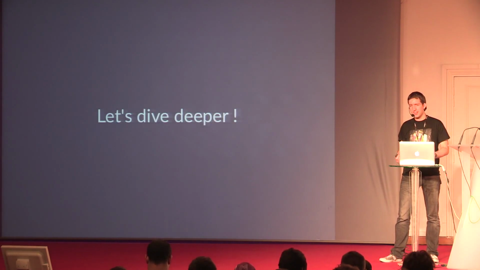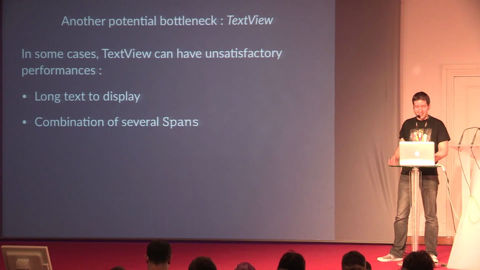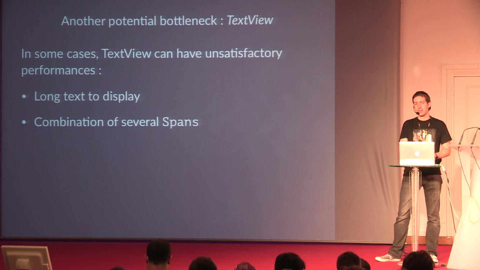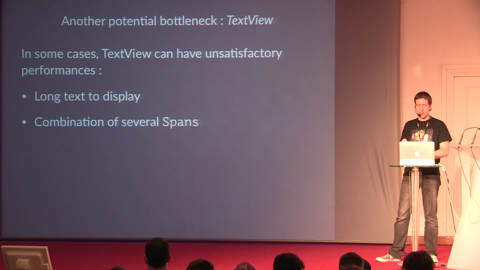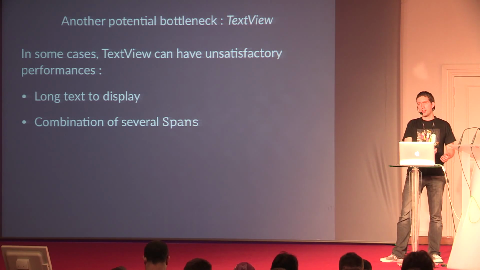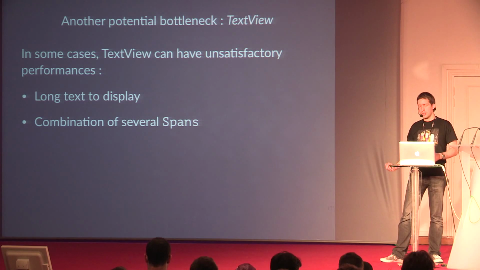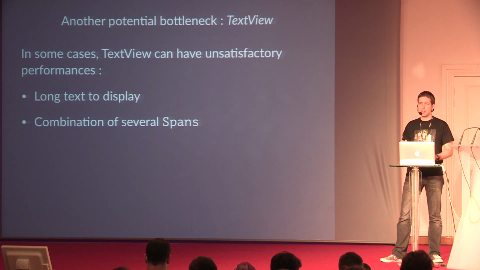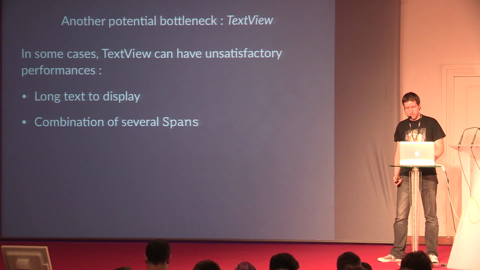And in some cases, it's still not enough. Damn it. We have in fact another big potential bottleneck in Android UI: TextView. In almost all cases, TextView does exactly what you want from it and is not too costly. But sometimes you need to display many lines of text, or you need to compute many spans for the text, and it just takes a lot of time.